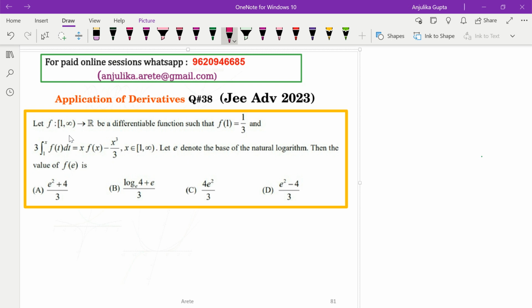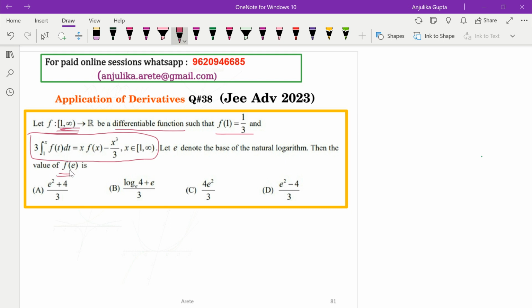This question is simple. I mean, the solution is also simple. You have a function defined on 1 comma infinity. It is a differentiable function. F of 1 is 1/3. And they have given you this equation which it follows for x belonging to the same interval, the domain you have. Then they are asking what is the value of f of e.